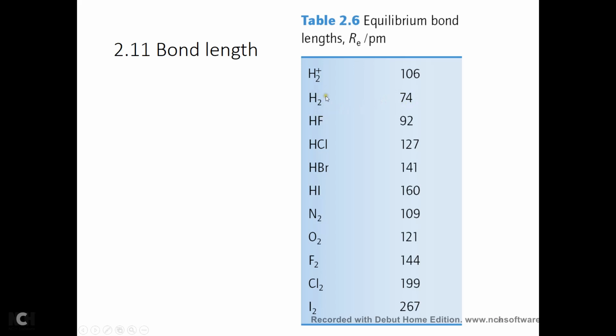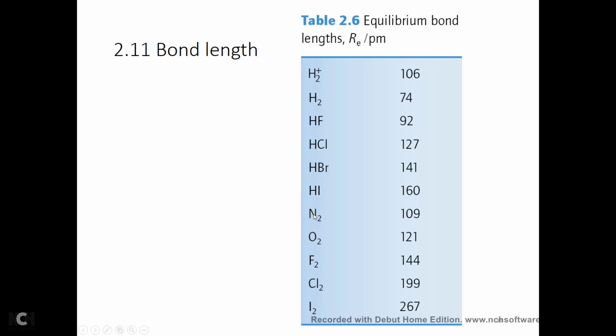Now let's compare these two. Both have a single bond, but fluorine is bigger than hydrogen. Therefore, this bond length is greater than the hydrogen 2 bond length. And iodine is bigger than bromine, bromine is bigger than chlorine, chlorine is bigger than fluorine. Therefore, the bond distance of HI is greater than HBr, HBr is greater than HCl, HCl is greater than HF, for single bonds.